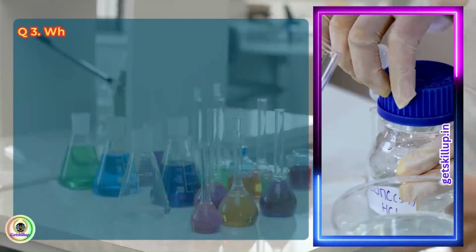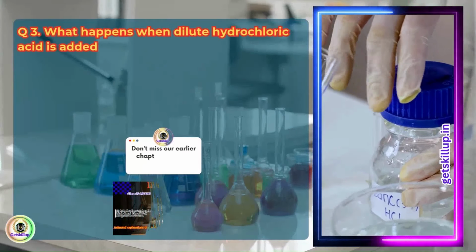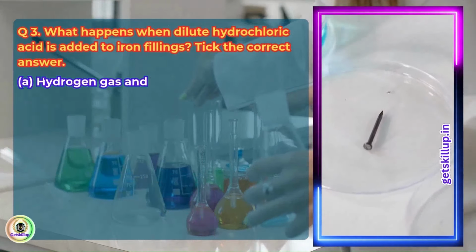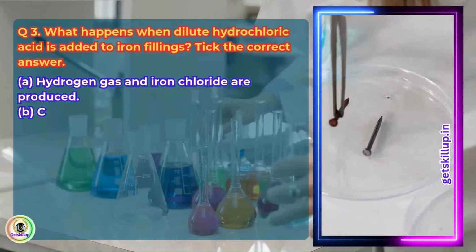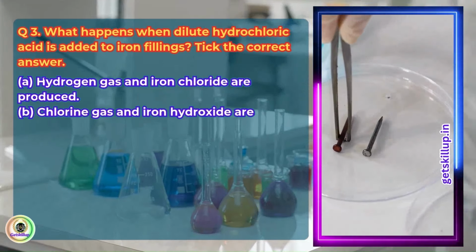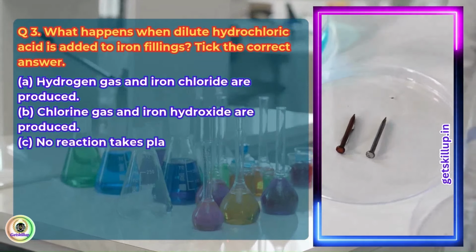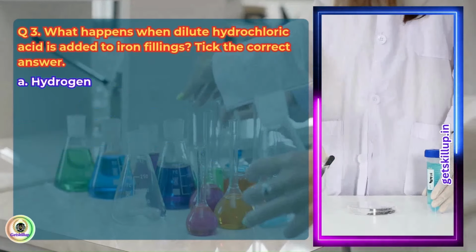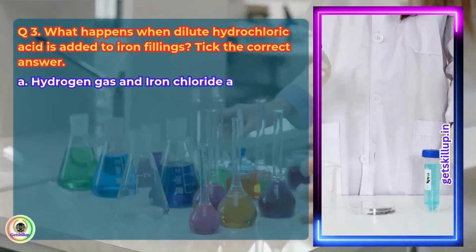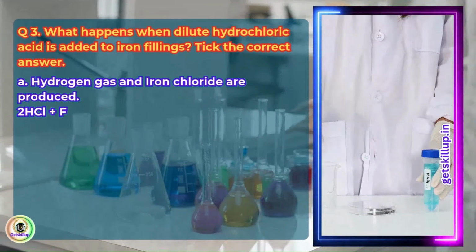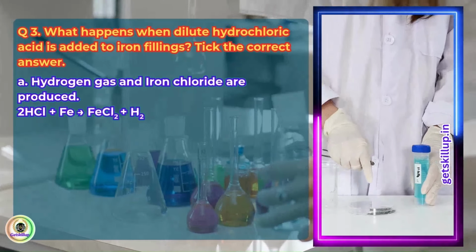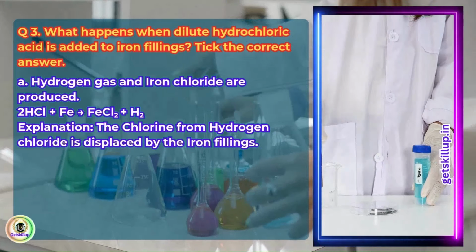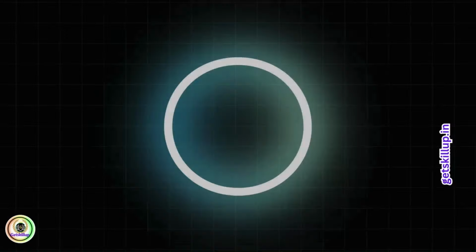Question 3. What happens when dilute hydrochloric acid is added to iron filings? Tick the correct answer. A. Hydrogen gas and iron chloride are produced. B. Chlorine gas and iron hydroxide are produced. C. No reaction takes place. D. Iron, salt, and water are produced. Answer A. Hydrogen gas and iron chloride are produced. 2HCl plus Fe gives rise to FeCl2 plus H2. Explanation: the chlorine from hydrogen chloride is displaced by the iron filings.